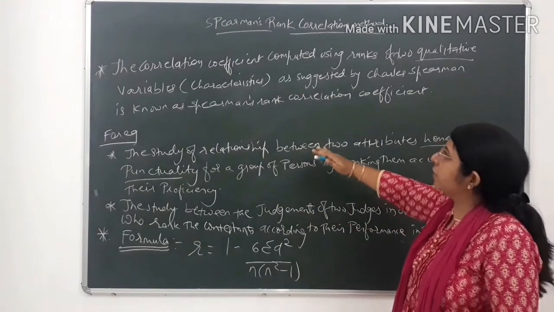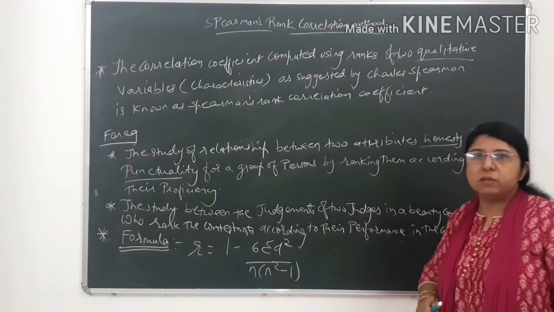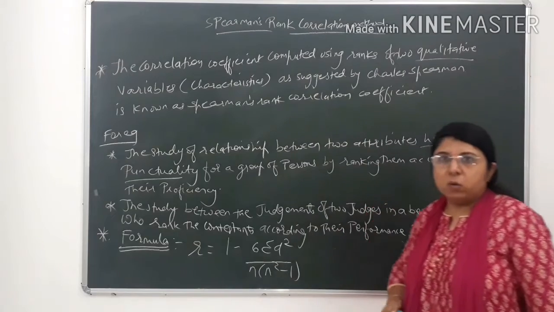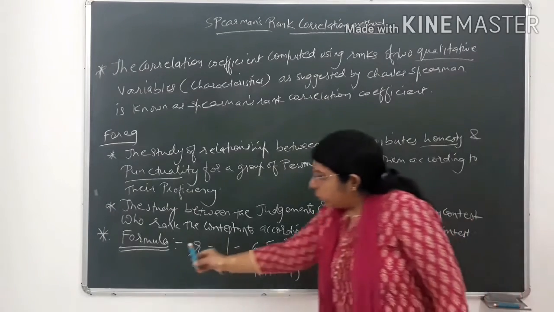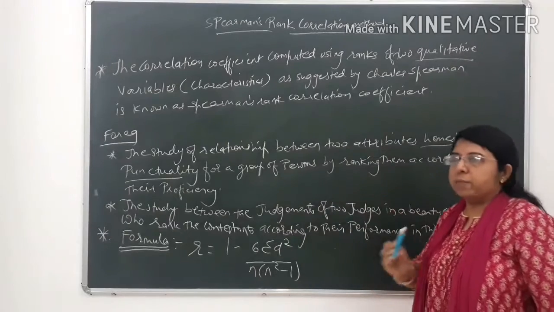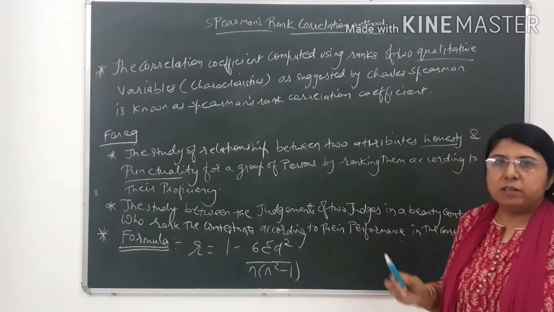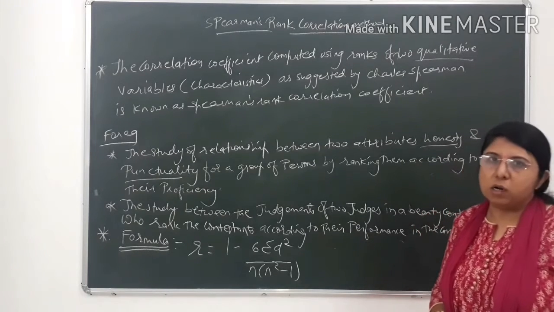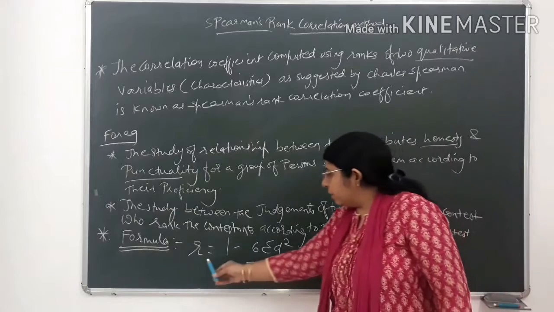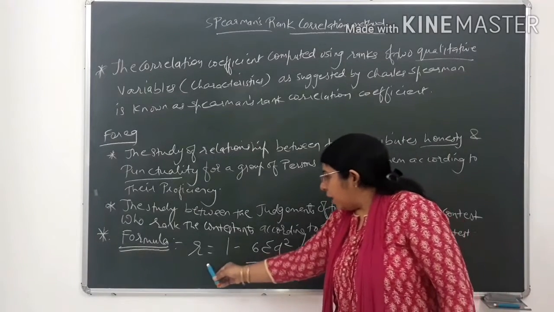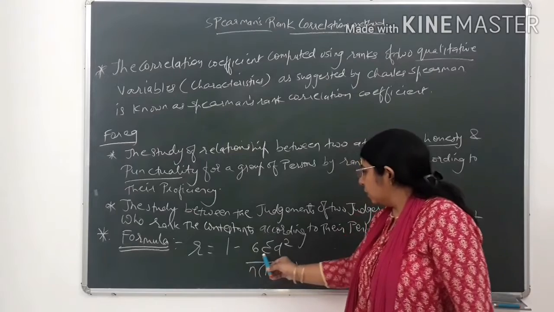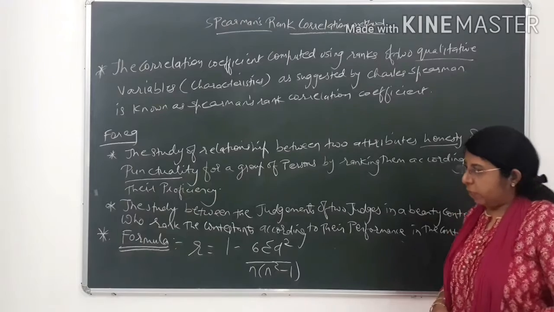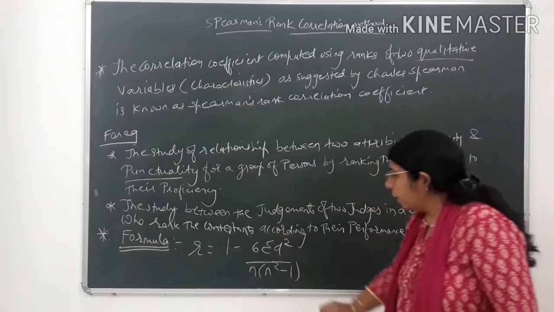Now after understanding the basic concept and the basic difference between both the methods, let us see how to do the practical sums by utilizing Spearman's rank correlation method. Only one basic formula is to be remembered here. In Karl Pearson's method there were many alternative formulas, but over here there is only one basic formula: R is equal to 1 minus 6 sigma d square upon n into n square minus 1. The 1 is separate, it is not in the numerator or denominator.